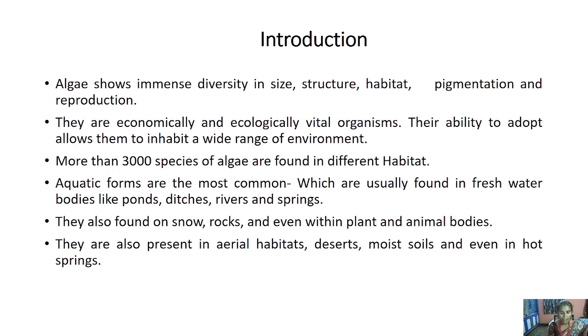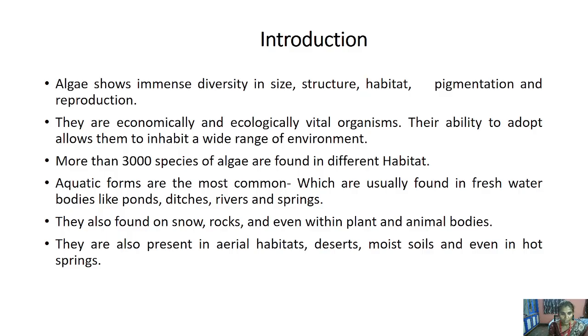They are economically and ecologically very important organisms since they have the ability to adapt, which allows them to inhabit a wide range of environments. There are more than 3,000 species of algae found in different habitats. Aquatic forms are the most common, usually found in freshwater bodies like ponds, ditches, rivers, and springs. Along with that, there are some terrestrial algae which prefer to grow on wet or moist soil.